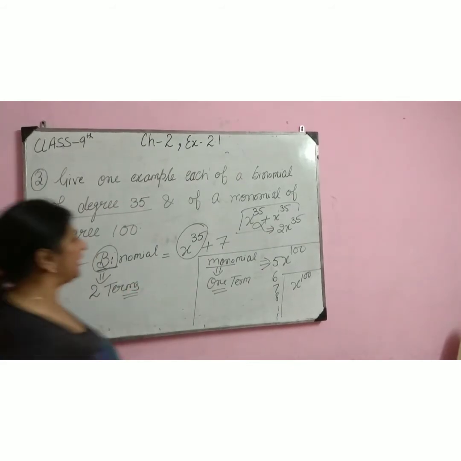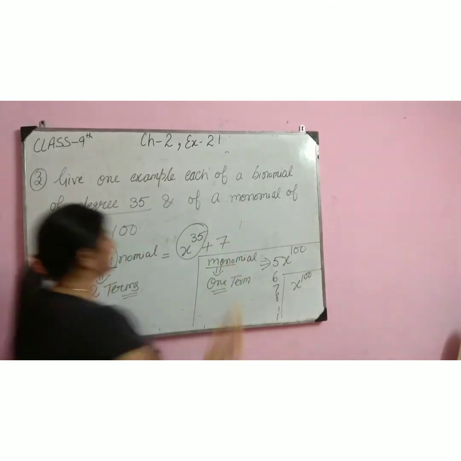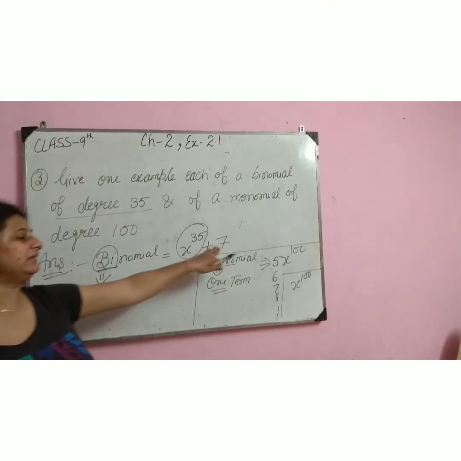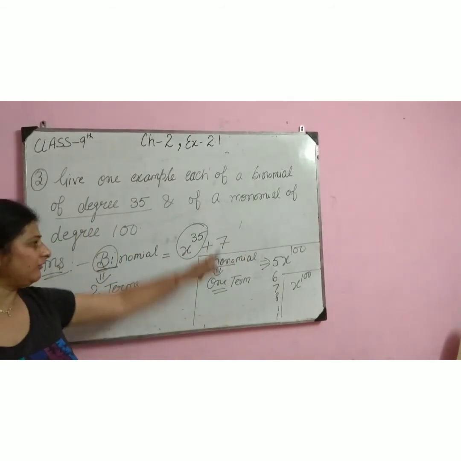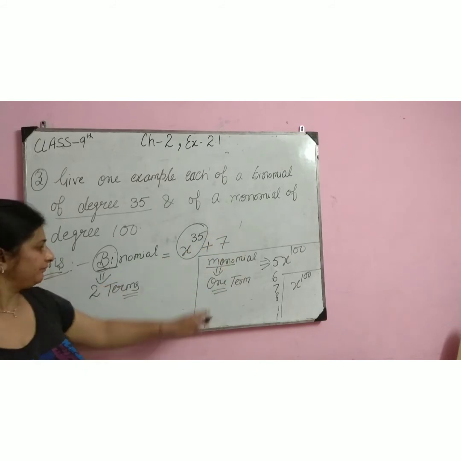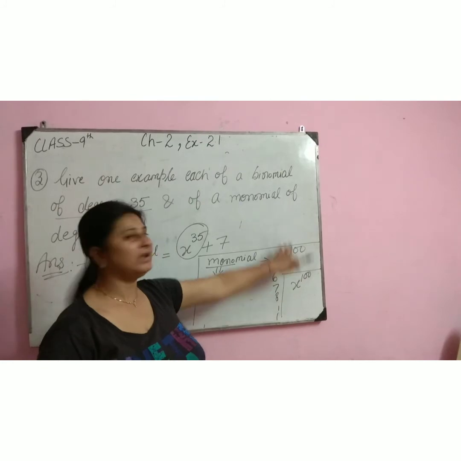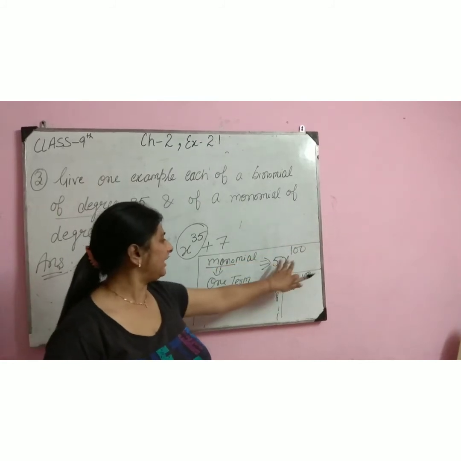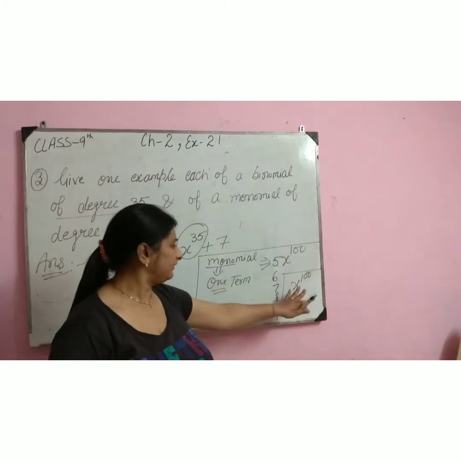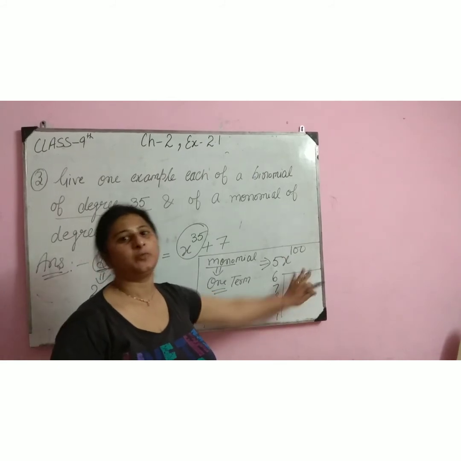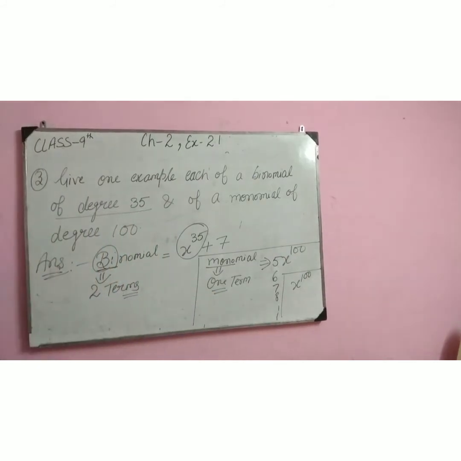If you want to write two terms, write one with the variable and the second a constant. Otherwise, you can write something else. For a monomial, one term, you can write 5x raised to power 100, 6x raised to power 100, and simply x raised to power 100. All these are correct.